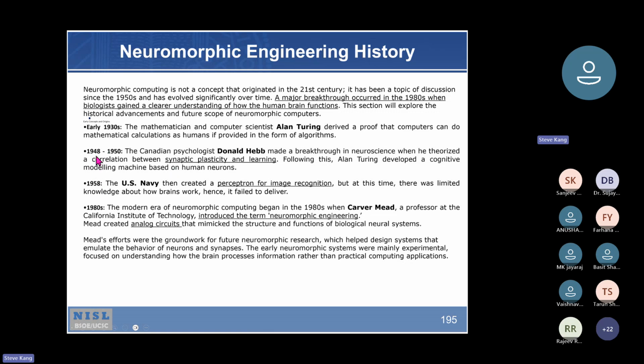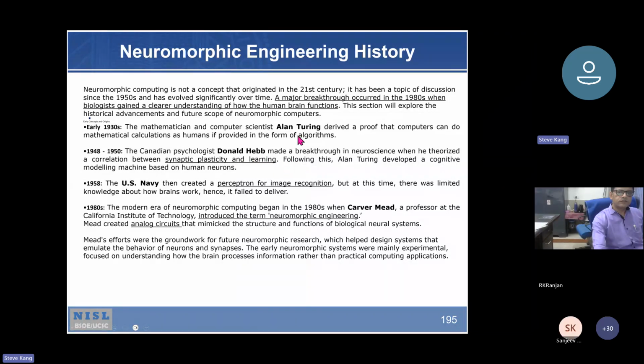Then about 20 years later, in the 1948, 1950 period, Canadian psychologist Donald Hebb made a breakthrough in neuroscience when he came up with a theory that correlates synaptic plasticity and learning through synapses. That's what Donald Hebb came up with. Then Alan Turing captured that cognitive modeling machine based on human neurons.